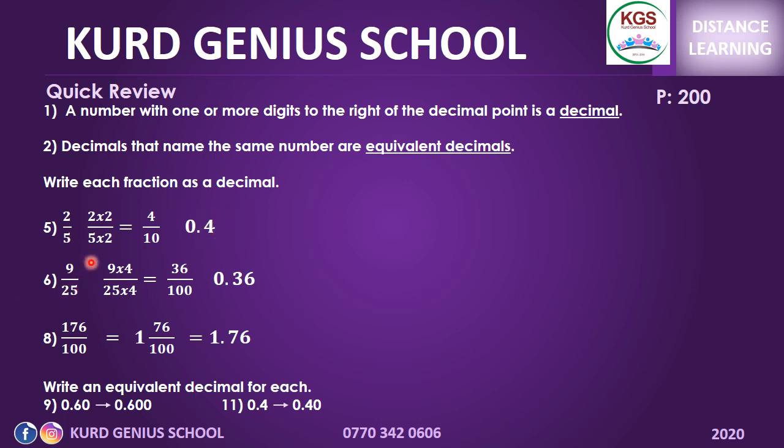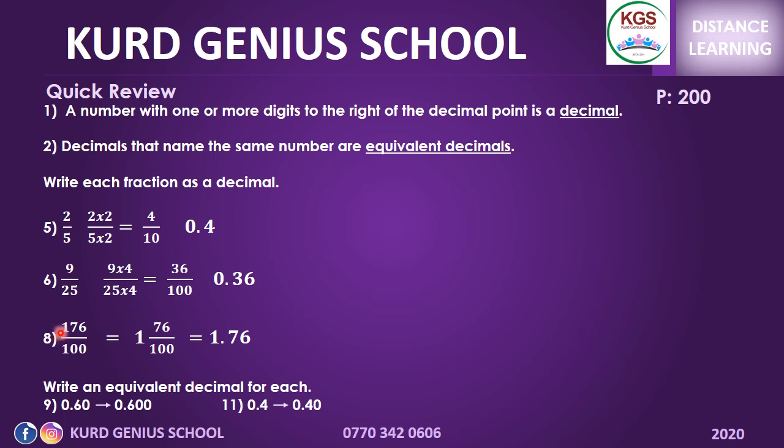Number 6. We have 9/25. Remember, I told you about this question in the previous slides and I gave you a note. I told you if you have 25 as the denominator, multiply it by 4 to change it to 100. So 9 times 4 is 36. 25 times 4 is 100. 36/100. We have 0 in the whole number part, so write 0 here. We have 36 hundredths, so just write 36.